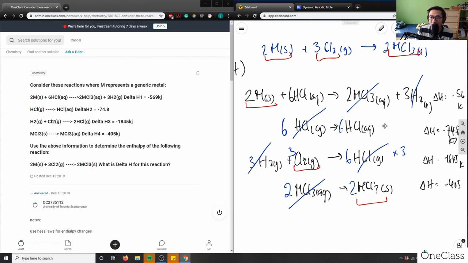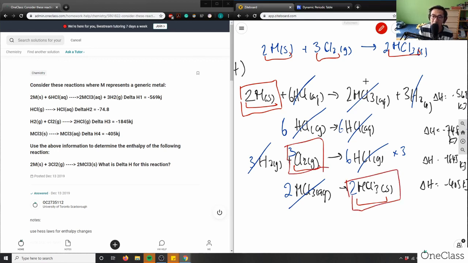And then finally, I have here, I'm reacting hydrochloric acid and it's producing hydrochloric acid, right? I have 6 of these and 6 of these. So all I'm left with here in the red is 2 M solids, which is good, the main reaction, plus 3 chlorines, so 3 chlorine gases. It's going to make 2 MCl3. Everything else is crossed out.